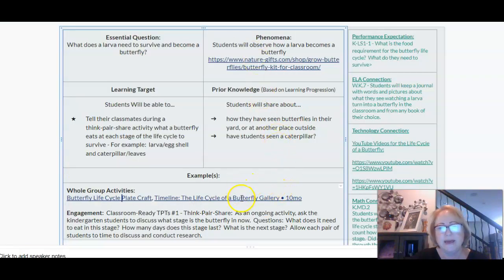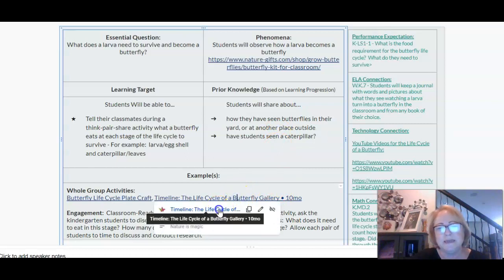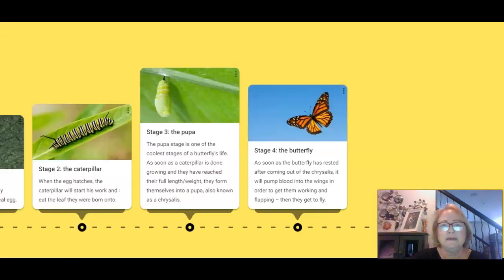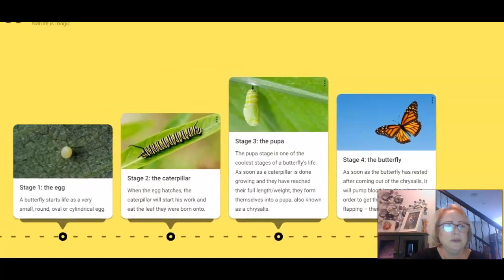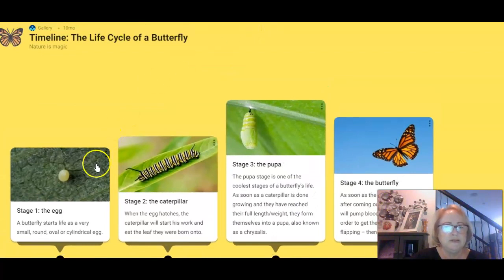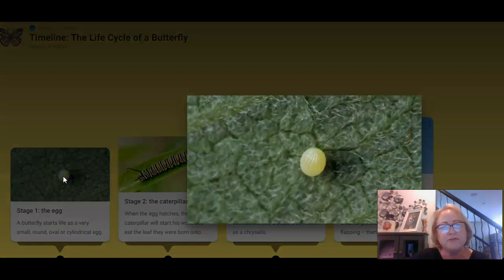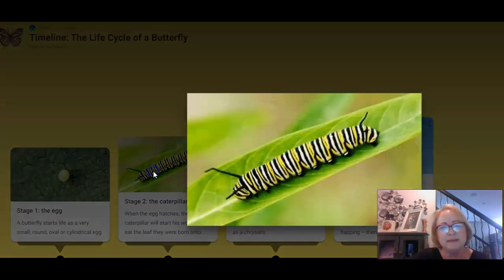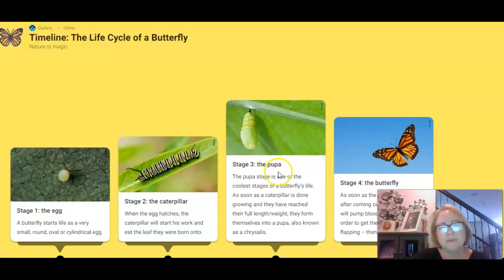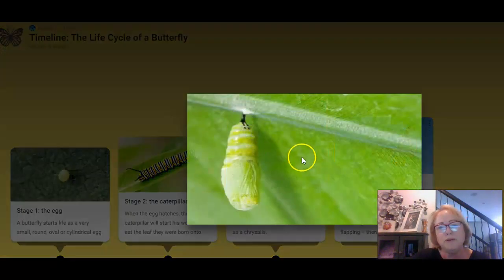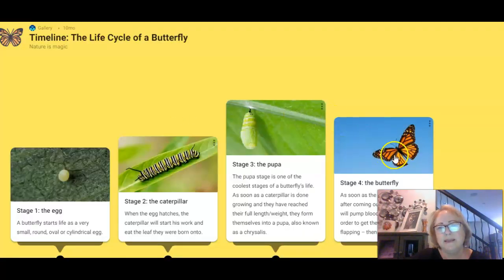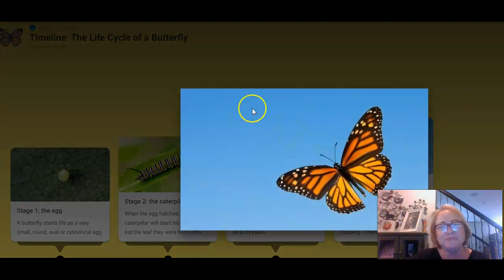And another activity that students will be able to access on their Chromebooks is this Padlet, showing the various stages of the butterfly with enlarged photographs. This is the caterpillar. This is the pupa or the chrysalis. And this is the butterfly.